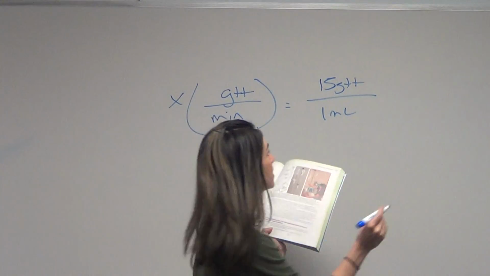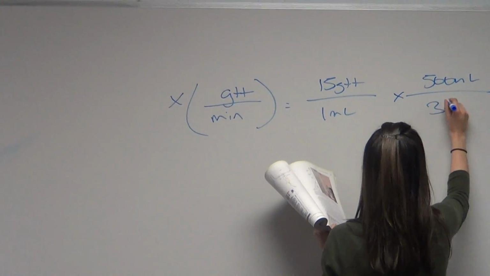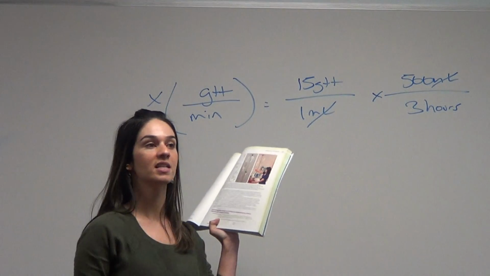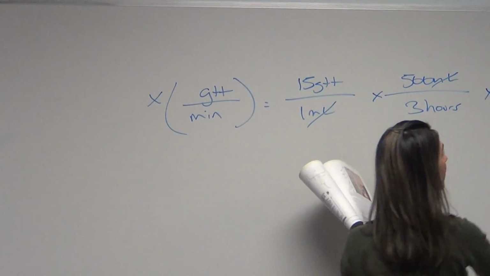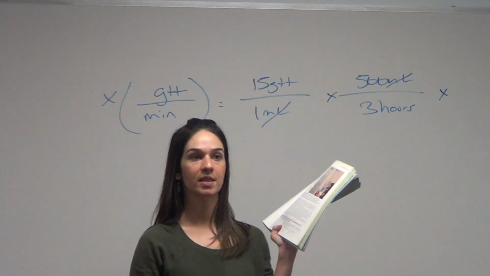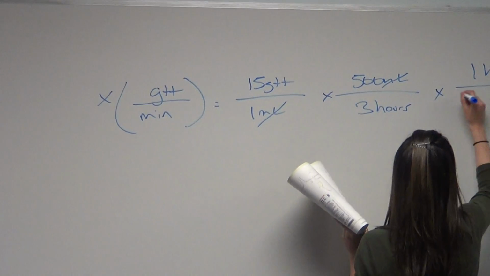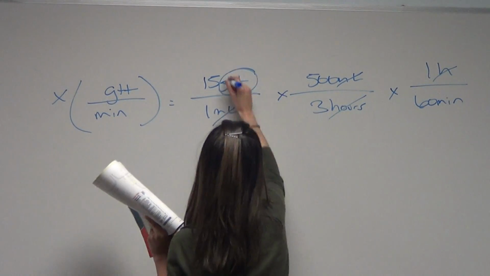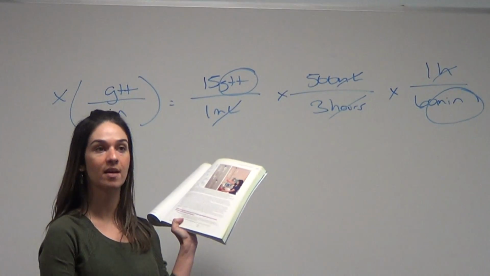Yeah. We have to keep those together. So 500 mLs to 3 hours. mLs crosses out. Are we looking for GTT per hour? No. No, we're looking for what? Minutes. What relationship do we know with hour to minutes? 1 hour to 60 minutes. Hours crosses out. Do we have our X? Yes. Where we need it? Drops is on top, minutes is on bottom.